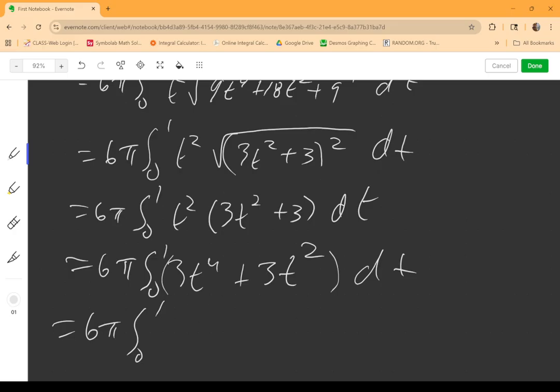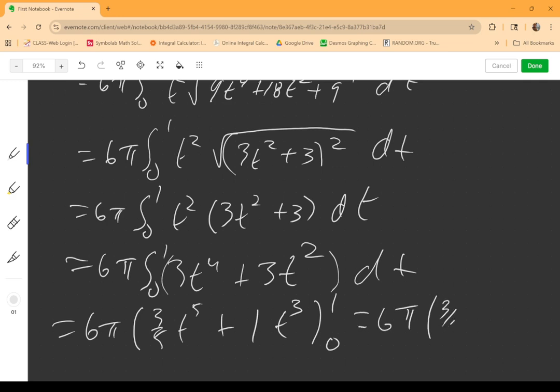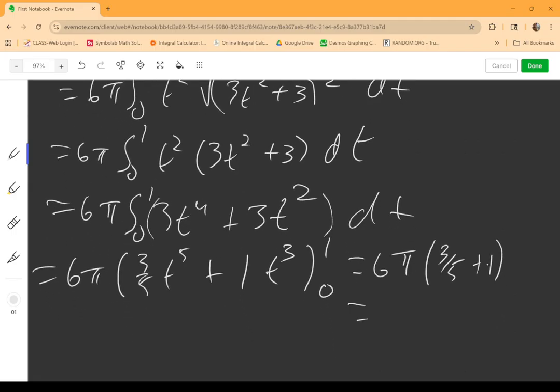So this becomes 3/5 t to the 5th plus 1 t cubed evaluated at 1 and 0. So this becomes 6 pi times 3/5 plus 1, and then 0 is just 0. So that gives me here 48 pi over 5. Okay, so that's how we use the surface area formula to calculate surface area for our parametric equations.